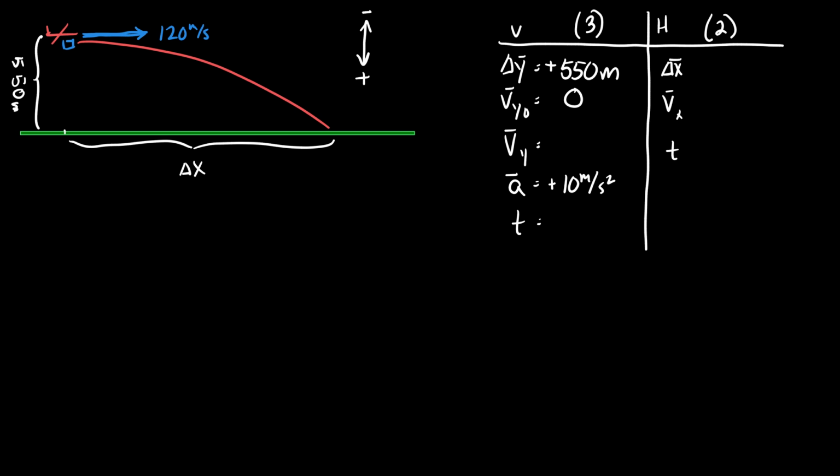The velocity in x direction is 120. I think so. The plane's in level flight. That's the horizontal velocity, so I'm going to put the 120 right there. All right. Now, they're asking for where the box lands along the ground.